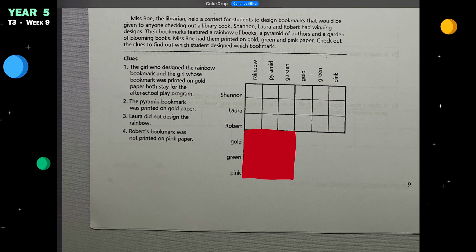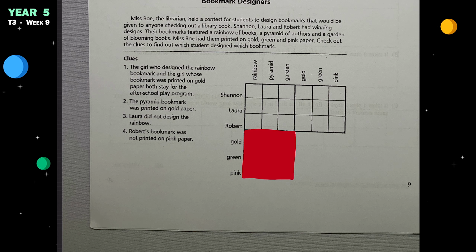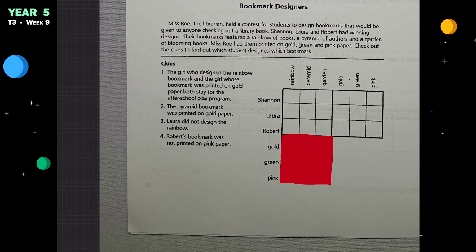The girl who designed the rainbow bookmark and the girl who's... Okay, so because it says girls and boys, we should clarify who's girl and who's boy. Obviously, Shannon is a girl. Laura is a girl. And Robert is a boy. The girl who designed the rainbow bookmark and the girl whose bookmark was printed on gold. So that means that Robert, since he's a boy, his one cannot be the one that's printed on gold, and his one cannot be the rainbow. So we can cross it out for him.